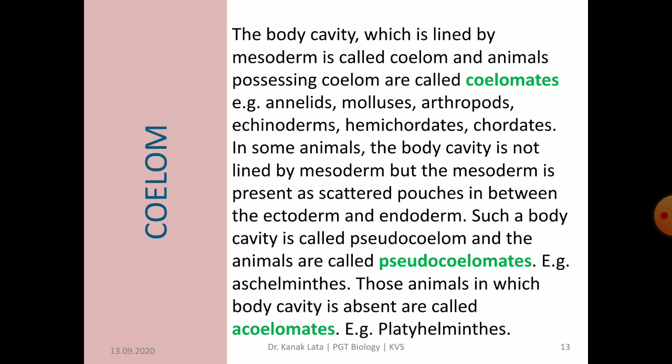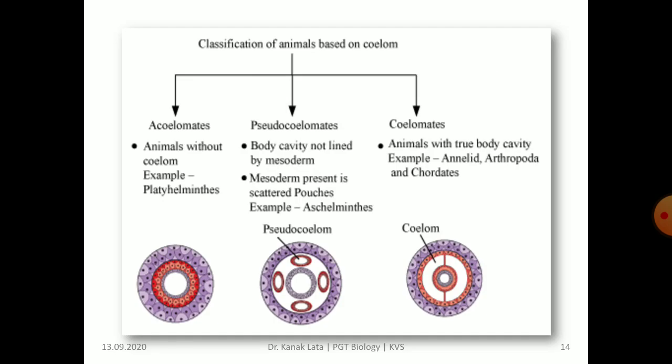But in some animals, the body cavity is not lined by mesoderm, but the mesoderm is present as scattered pouches in between the ectoderm and endoderm. Such a body cavity is pseudocoelom and the animals are called pseudocoelomates. For example, it is seen in Aschelminthes. The animals in which the body cavity is absent are called acoelomates, for example Platyhelminthes. This flow chart and diagram represent the acoelomates, pseudocoelomates and coelomates.